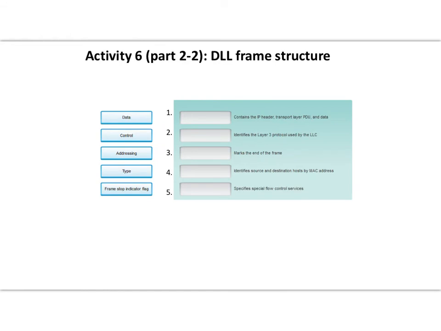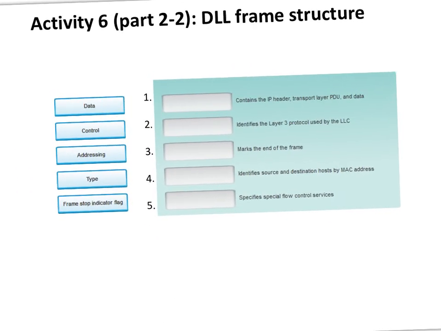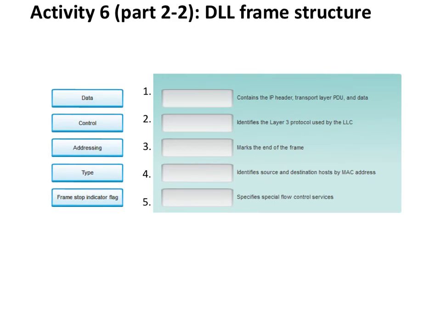So this exercise in that case is very straightforward. I will not give you any time to actually go through it because it's very simple. The first one here talks about the fact that this field contains, and here we're talking about the generic frame structure fields. Okay. So from here, this contains the IP header, transport layer PDU, and data. So which field is this? Anyone can answer that.